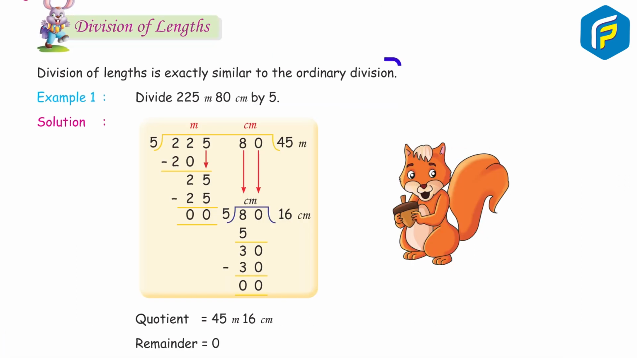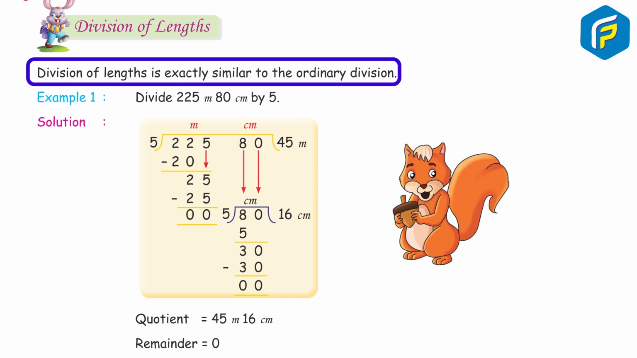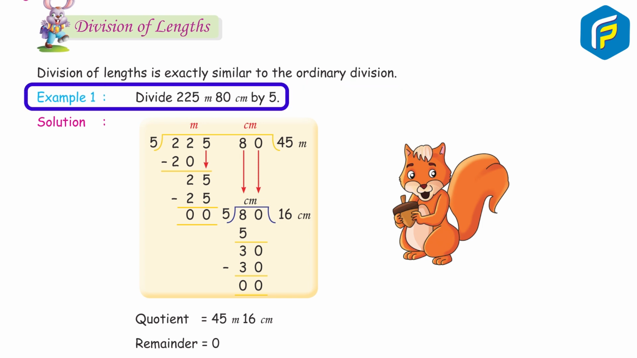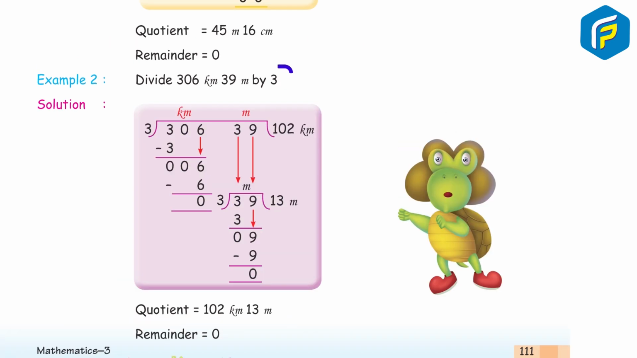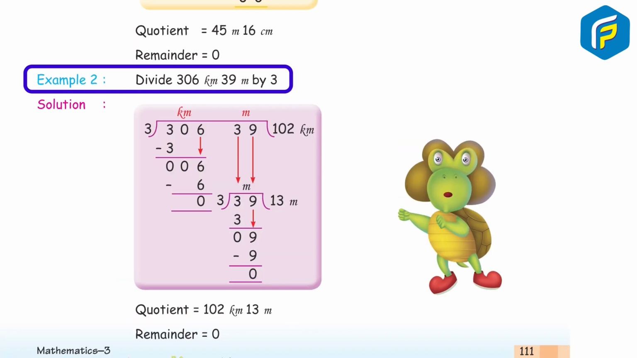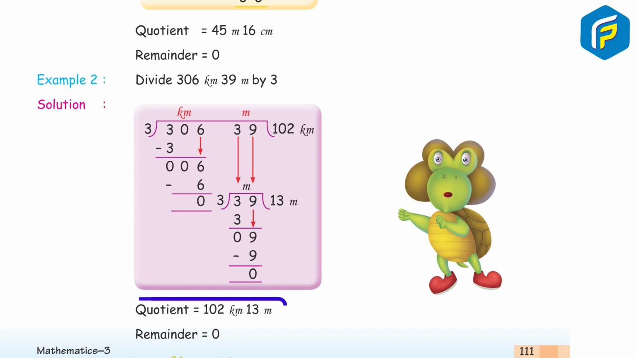Division of length. Division of length is exactly similar to ordinary division. Example 1. Divide 225 meter 80 centimeter by 5. Solution: quotient 45 meter 16 centimeter, remainder 0. Example 2. Divide 306 kilometer 39 meter by 3. Solution: quotient 102 kilometer 13 meter, remainder 0.